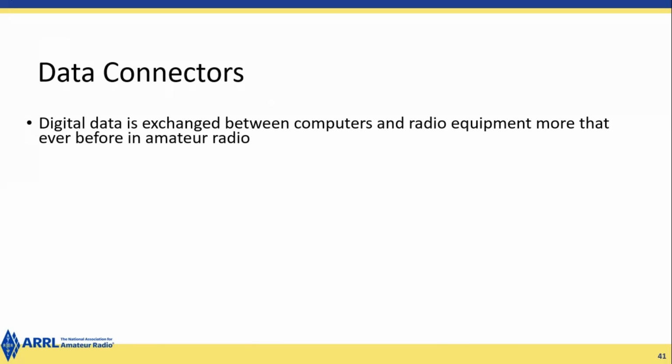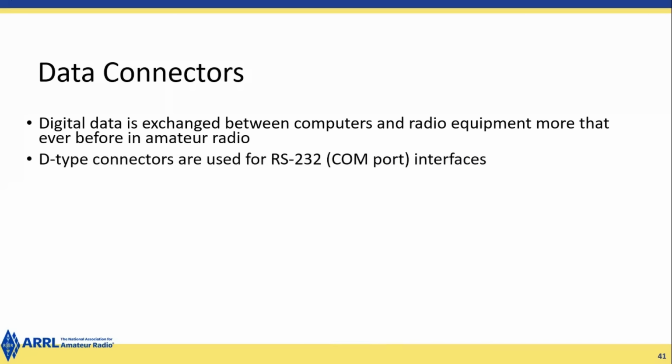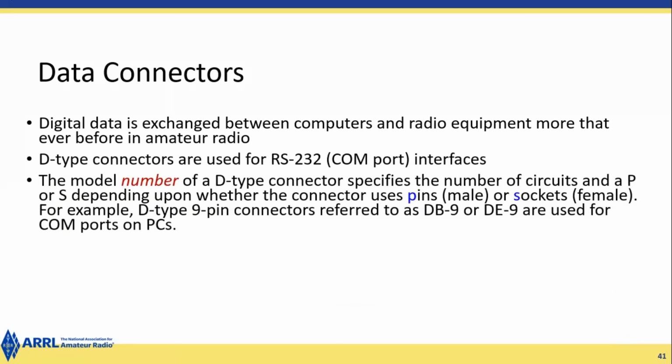On data connectors, digital data is exchanged between radios and computer equipment. Now more than it used to in amateur radio, we have a lot more data connections on our radios. D-type connectors are used for RS-232 or COM port interfaces. The model number of a D-type connector specifies the number of circuits, and a P or S depending on pins or sockets. A DB9 connector has 9 pins. Those are typically used for the COM ports on PCs, not as much so anymore.